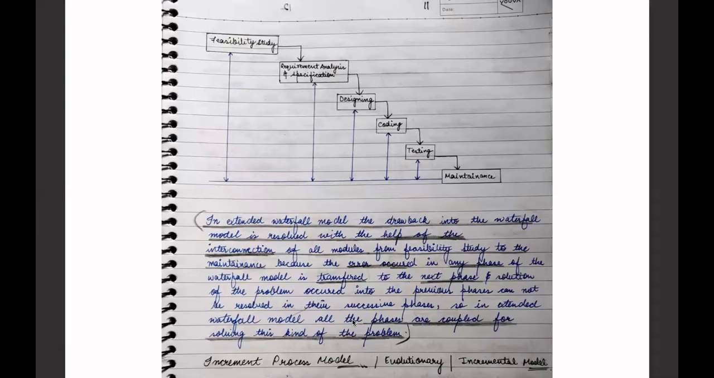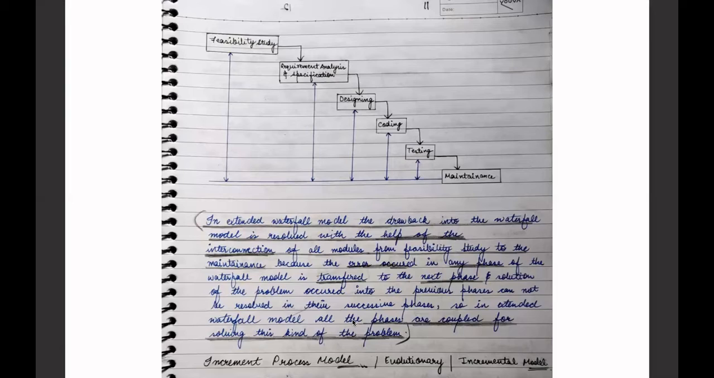In this incremental model, the whole requirement is divided into various parts. During each iteration, the development module goes through the requirements, design, implementation, and testing phases. Each subsequent release of the module adds function to the previous release. The process continues till the complete system is ready as per the requirement.